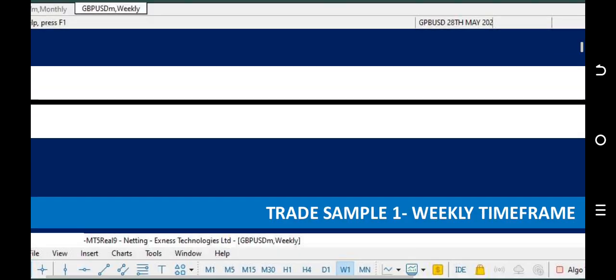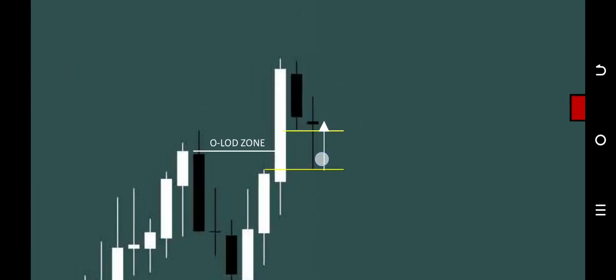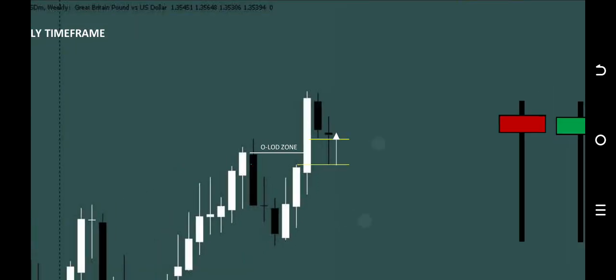This is what you should do. You wait for this rejection candle to close. The moment it closes, you enter immediately. You place a buy trade, because we are trading upward. Once you place a buy trade, you place your stop loss below the wick of the rejection candle. Then you target the next swing point, the next PD array.